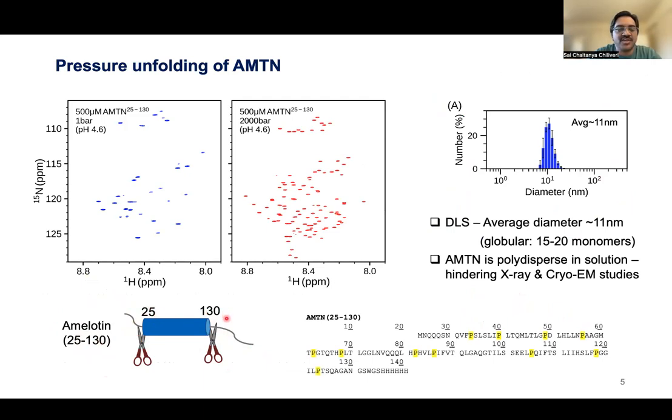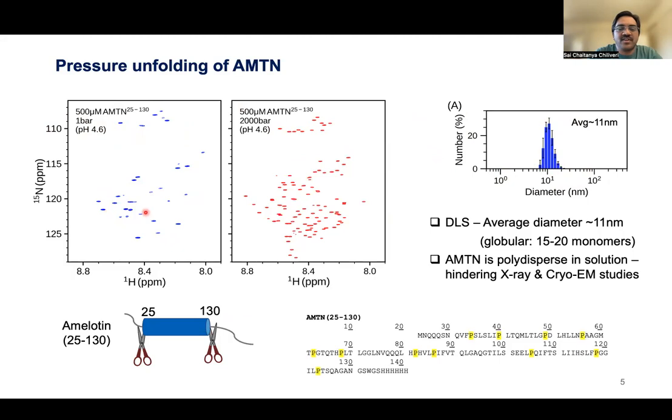Now, to reduce the spectral overlap and to simplify the NMR analysis, we truncated amelotin by removing the flexible tails at both the N and the C terminus. That resulted in a truncated construct comprising amino acids 25 to 130. Unfortunately, this truncated construct heavily precipitates under physiological conditions of pH 7. So we had to perform our NMR experiments and other experiments at slightly acidic conditions of about pH 4.6.